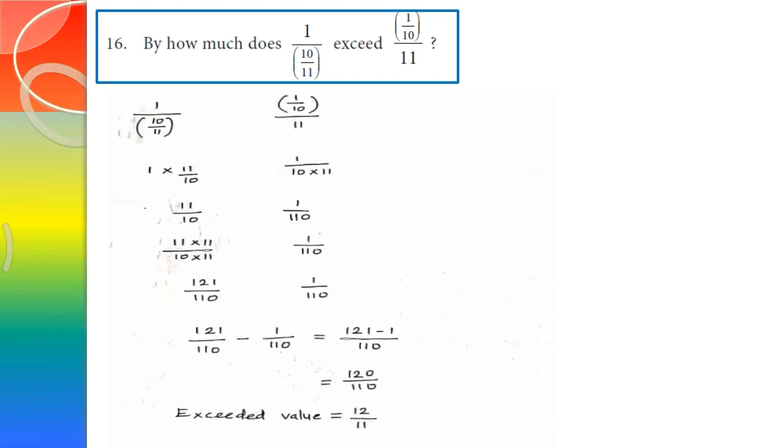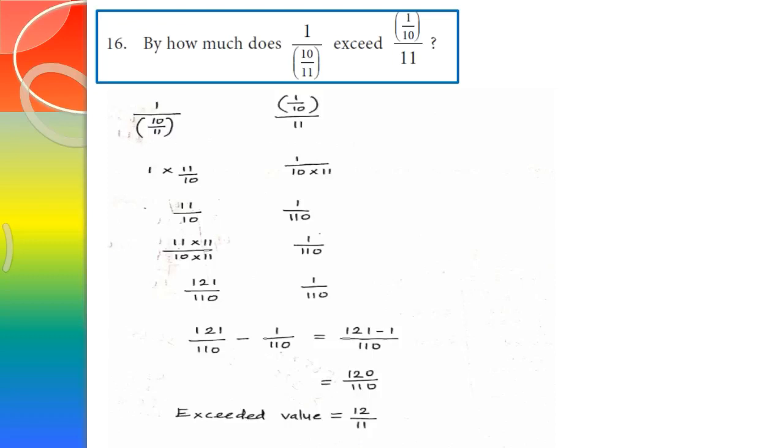1 by 10 by 11. In this question, the first one we write as 1 into the reciprocal, 11 by 10. The second fraction is 1 by 10 by 11. So 1 by 10 written into 1 by 10 into 1 by 11, that is written as 1 by 10 into 11. Next, go to the left side. 1 11s are 11, so 11 by 10. Right side, 1 by 110.